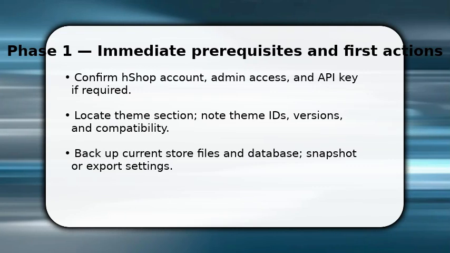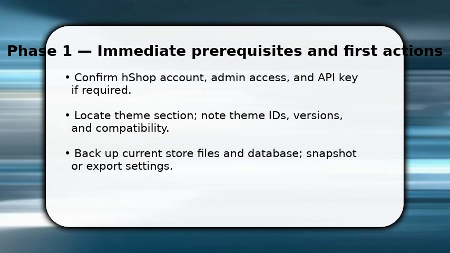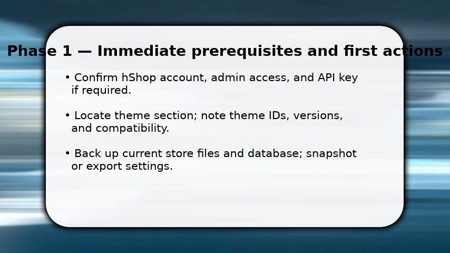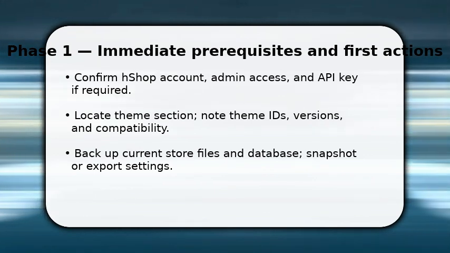You start by confirming you have admin access and any API key Hshop may require. This saves wasted steps later. Once logged in, go straight to the Themes area and identify the theme ID and version you want to export. While you do that, make a quick backup of your store files and database. Use the built-in snapshot or export tool, because if anything fails, you can restore. This first action prevents data loss and speeds up the next extraction steps.